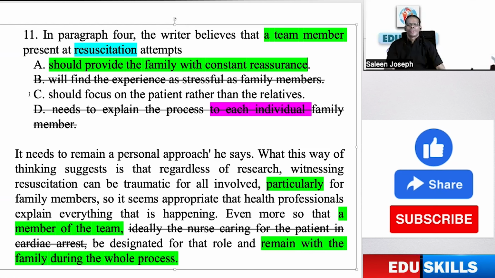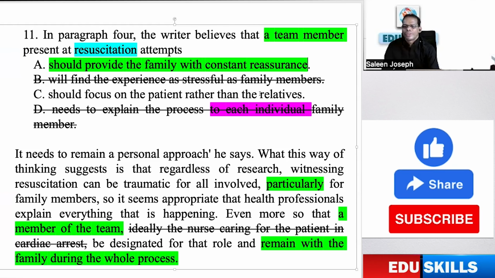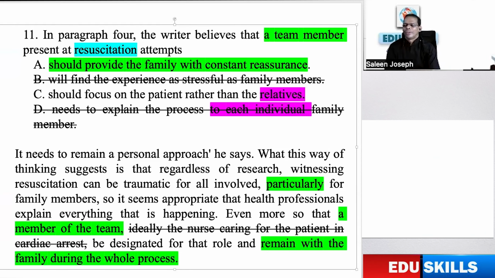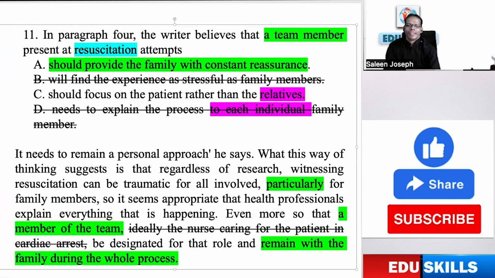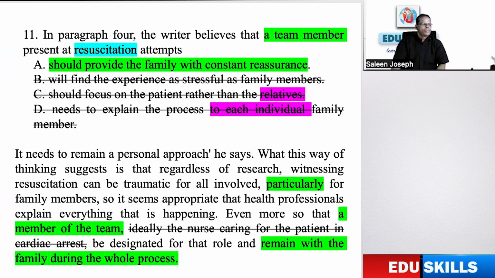Should focus on the patient rather than the relatives. See, relatives is not at all a concept here. Family members, okay. Relatives can be anyone, right? Now, here also you can understand in the context of a resuscitation case, can a team member focus on the patient rather than the relatives? Relatives is not a concept here. Family members, okay. You can eliminate that, right? Yes, Father. So that's it. Thank you.